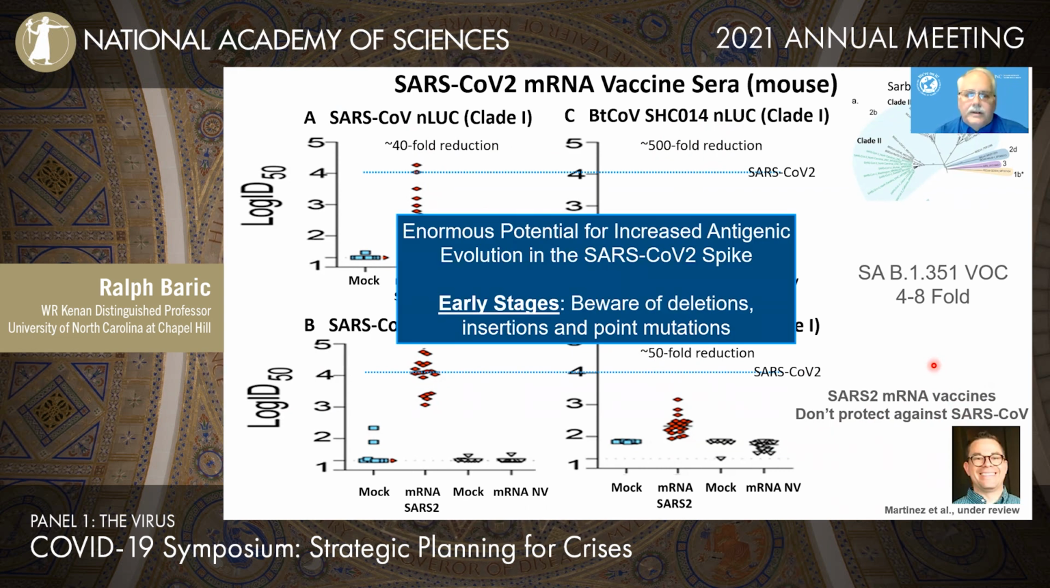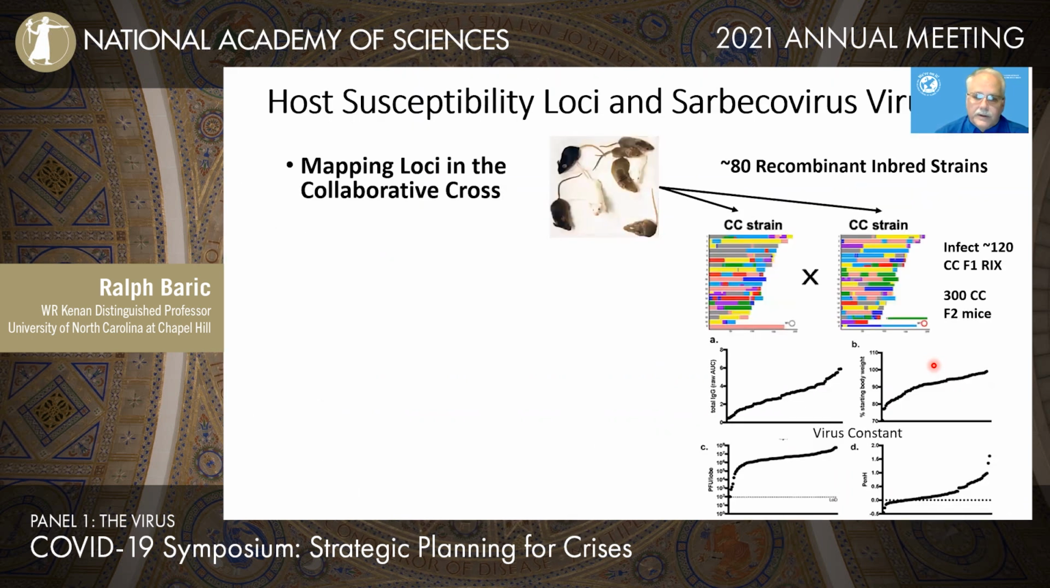So there's enormous potential for increased antigenic evolution in the SARS coronavirus 2 spike, and we're really in the early stages. So beware of deletions, insertions, and point mutations, which will likely become more extreme in the future. Now, what about the evolution of virulence?